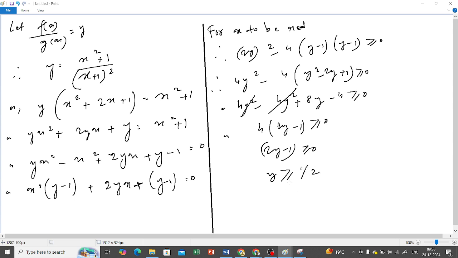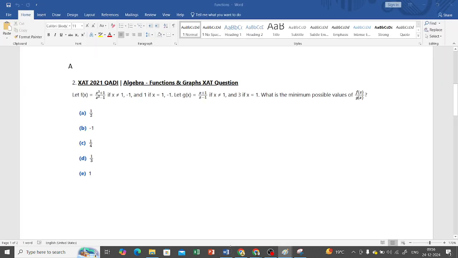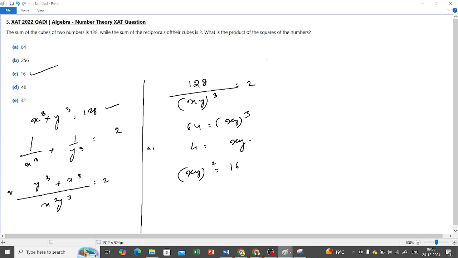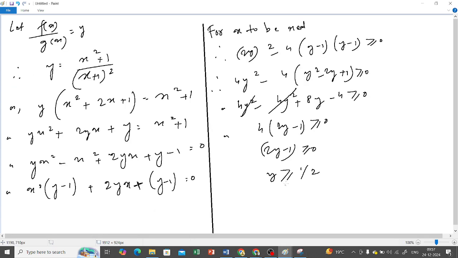Okay, so what is coming? It is coming that y has to be greater than or equal to half. What do I need to find out? I need to find out the minimum possible value of f(x)/g(x). And from here we are getting that y has to be greater than or equal to half. Now also, what is y? y is f(x)/g(x).